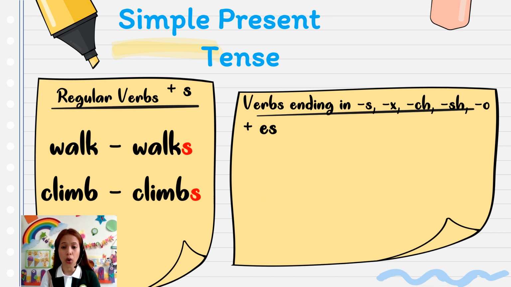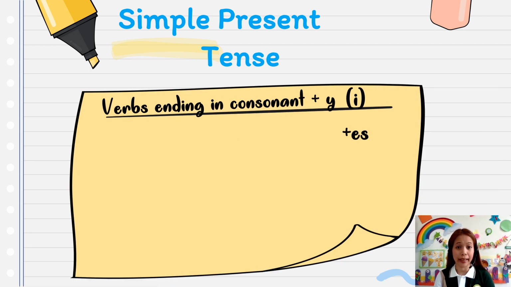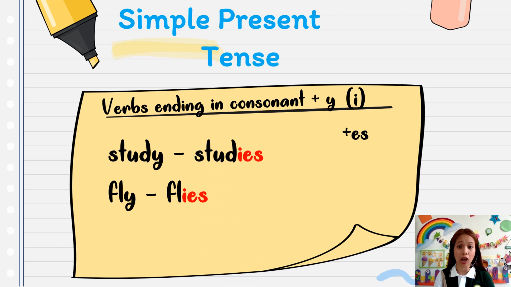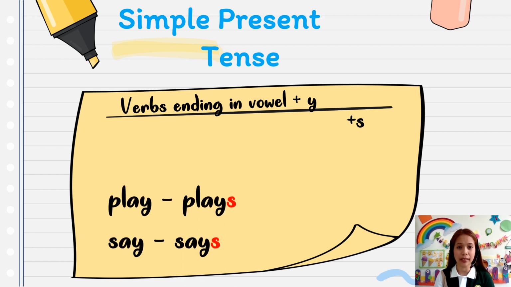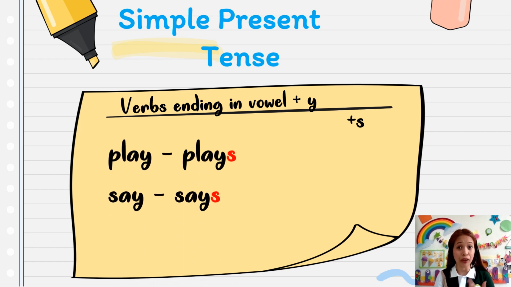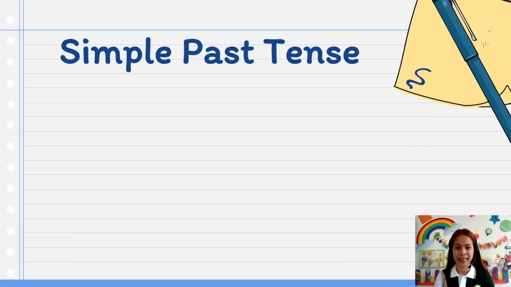go becomes goes. Okay? The next one, verbs ending in consonant plus y, we change the y into i and just add es, like fly, flies, study, studies. Another one, verbs that end in vowel plus y, we add s, like play becomes plays, say becomes says. Okay? Now, let's go to the simple past tense.